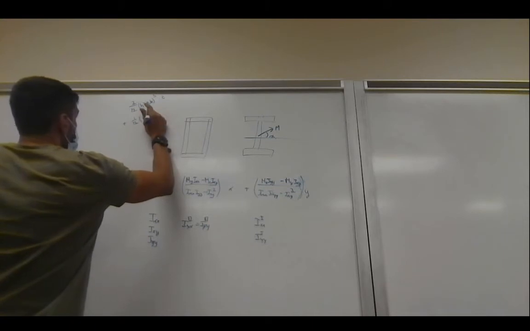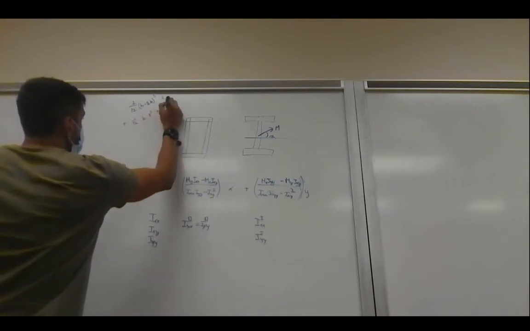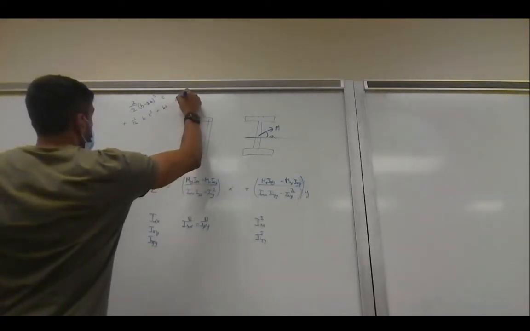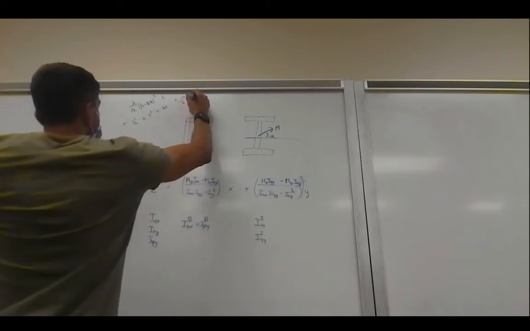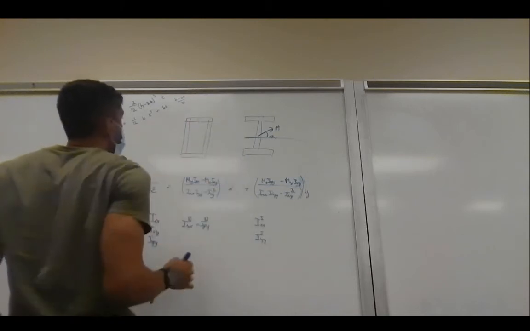Yeah, b times t to the power of 3, plus the Steiner term, so there's b t multiplied by h minus 2t over 2. Let me see, this here.